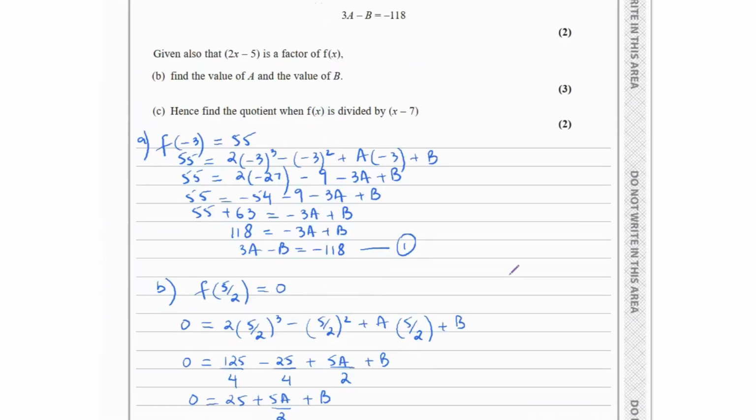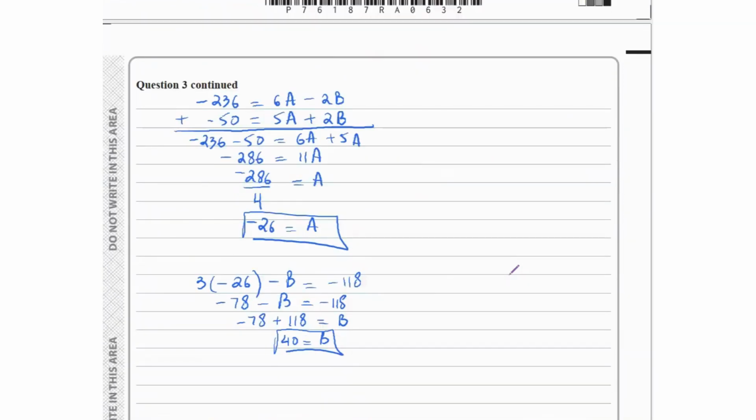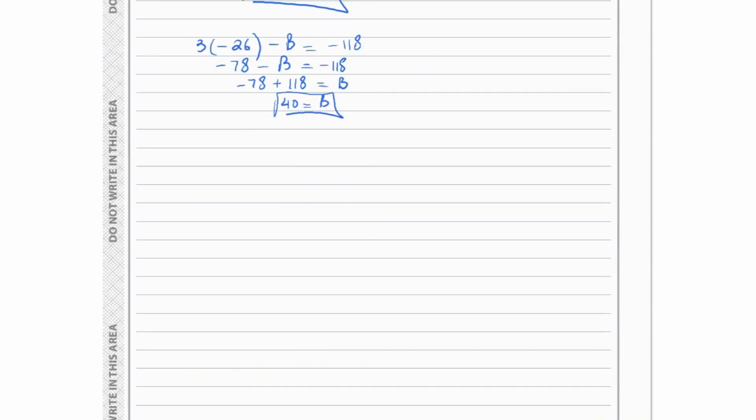Then part C said, hence find the quotient when f of x is divided by x minus 7. So first, let's write the function: 2x cubed minus x squared minus 26x plus 40. We're dividing this by x minus 7. So we're going to do long division for this.